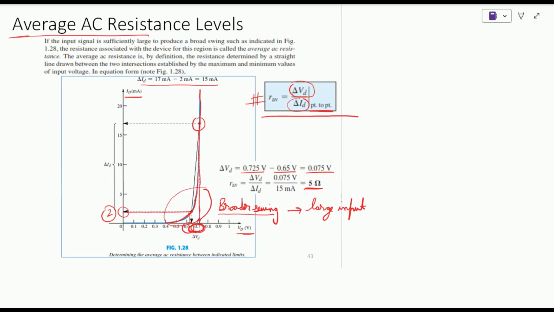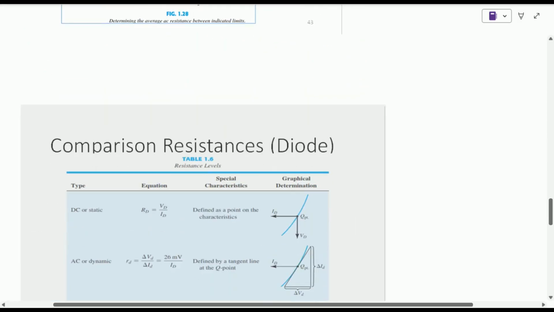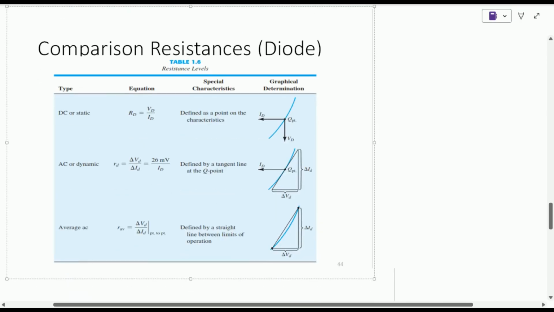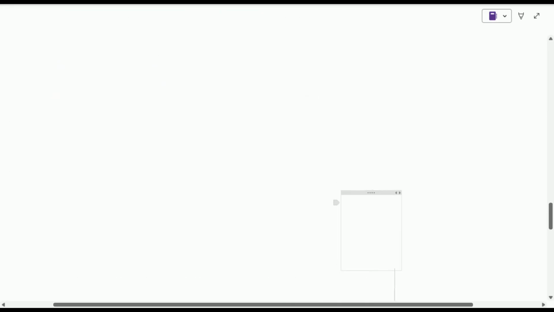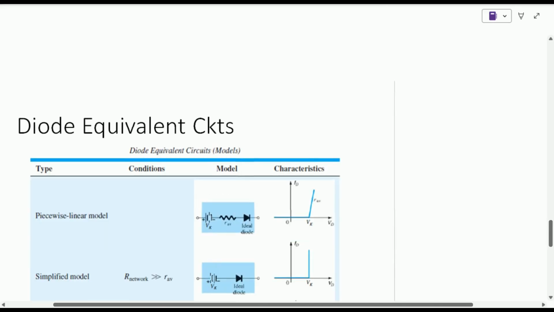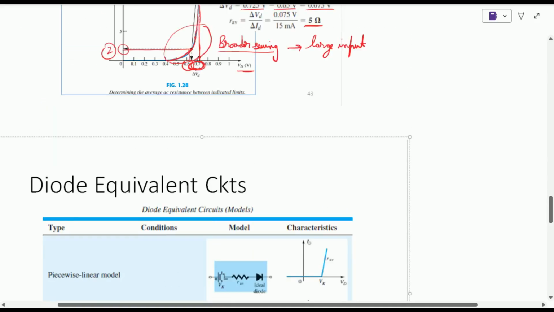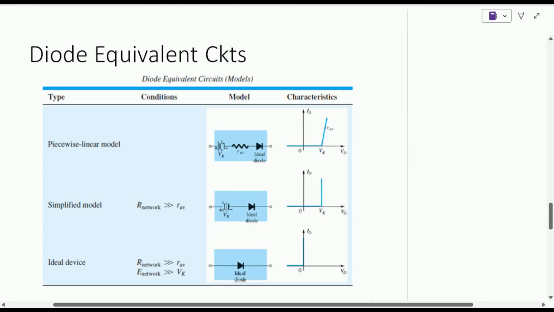So this is the average AC resistance that we normally use for the analysis of the semiconductor diode. Now let us come to the second portion of our discussion in this lecture, and that is about the characteristics of diode, and that is how can we use diode if we don't have the physical equipment available. So let's talk about something known as equivalent circuits.